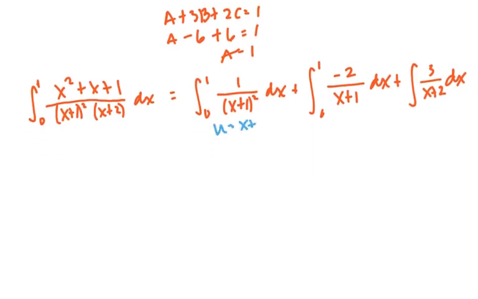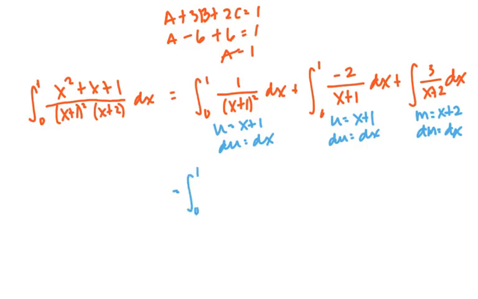Let's let u equal x plus 1. So du is dx. And then m equals x plus 2. And dm equals dx. So we have the integration from 0 to 1, 1 over u squared du plus negative 2 over u du from 0 to 1, and the integration from 0 to 1 of 3 over m dm.